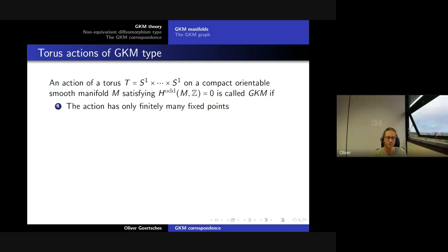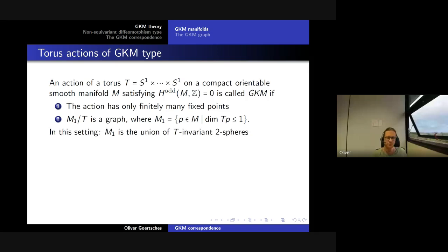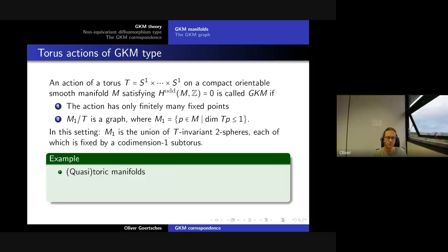So I assume that I have only finitely many fixed points, and I assume that the one skeleton has exactly the structure as in the examples before. Namely, I assume that the orbit space of my one skeleton is a graph. Or in other words, if I want to look at the one skeleton, not the orbit space, but inside the manifold, then I just assume that the one skeleton is the union of 2 spheres, as was the case before. Okay. So these 2 spheres are automatically fixed by a codimension 1 subtorus. This is automatic because there is no effective 2 torus acting on a 2 sphere.